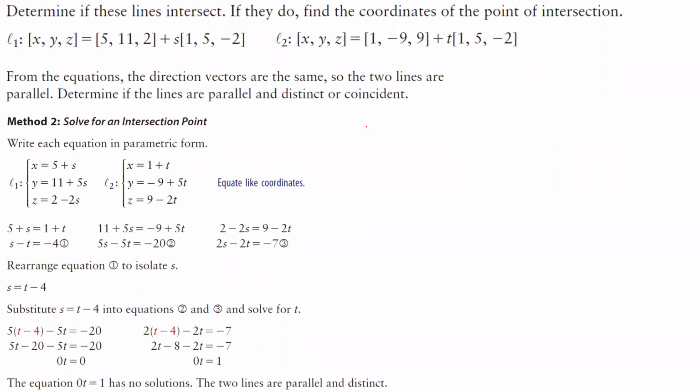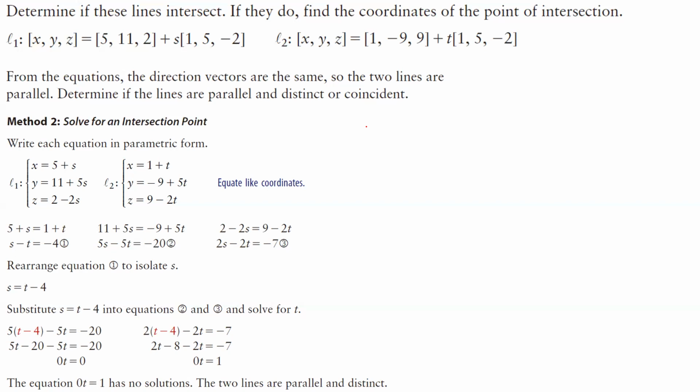We can also directly try to solve for an intersection point. We can write each equation in parametric form. And then we can let the x coordinate of L1 equal the x coordinate of L2, the y coordinate of L1 equal the y coordinate of L2, and the z coordinate of L1 equal the z coordinate of L2, to check if we can find a single pair of solutions to satisfy all of the three equations.